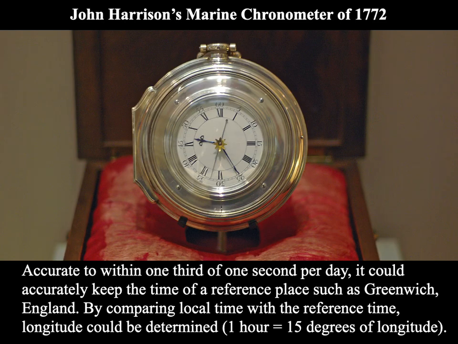Measuring longitude, or the east-west distance from the prime meridian in Greenwich, England, was a bit more difficult. This required using an accurate clock which could keep track of a reference time that could then be compared with the local time. John Harrison developed such a chronometer in 1772.